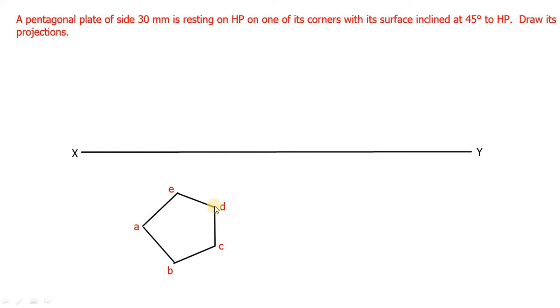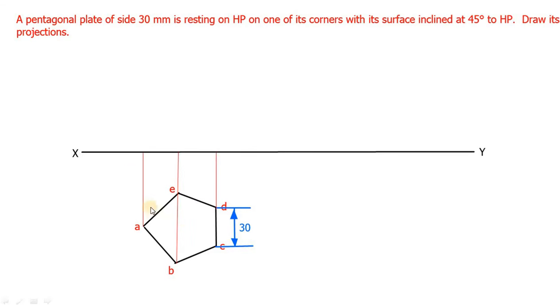Then we can indicate the dimension of this particular pentagon, that is the side. It is 30 mm, so you just mention the dimension of the side, that is 30. The arrowhead should be in 3:1 ratio. This is the extension line and this is the dimension line. Then project all the corners upward up to XY. So this is a dash, and this will be b dash, e dash, this will be c dash, d dash. When you join all the corners, it will be the front view.